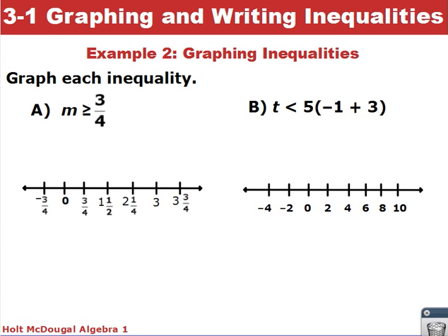So let's look at an example. Here we're asked to graph an inequality or two inequalities. The first one, m is greater than or equal to 3/4. So greater than or equal to means there's going to be a solid circle here and greater than everything to the right. And if you notice, our greater than sign goes the same direction that our shading goes when we solve for the variable.